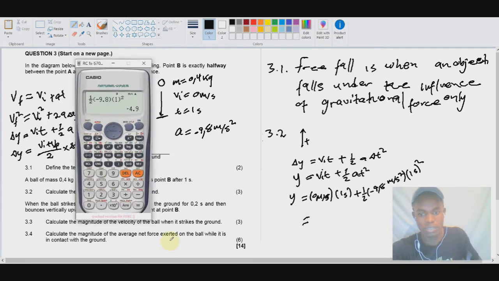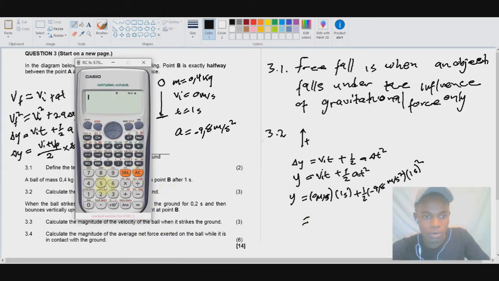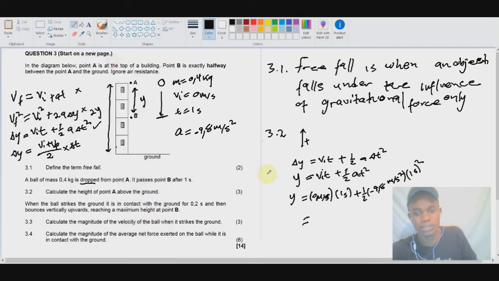Let's punch this in our calculator and see what we get. This part here gives us 0, so we go 1 over 2 multiplied by negative 9.8, then times 1 squared. So 1 doesn't actually matter, and we get negative 4.9. So y is equal to negative 4.9. This negative is telling you that the ball is going in the downwards direction, so you can just say y is equal to 4.9, because the negative is just telling you the direction. So y is 4.9.